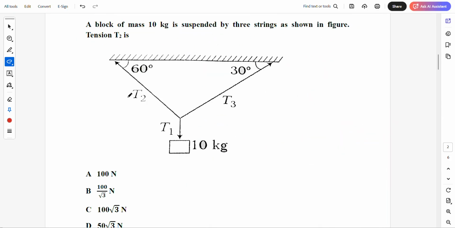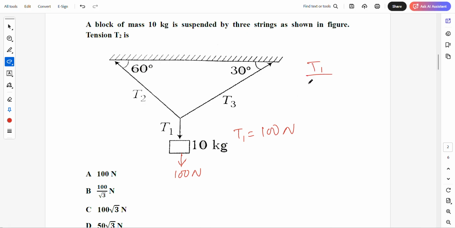Here there is one problem. A block of mass 10 kg. 10 kg means how much is the weight? 10 into 10 is 100 Newton. Therefore, T1 you can write directly how much? 100 Newtons. But they are asking T2. Anyway, directly we will start applying Lami's theorem.